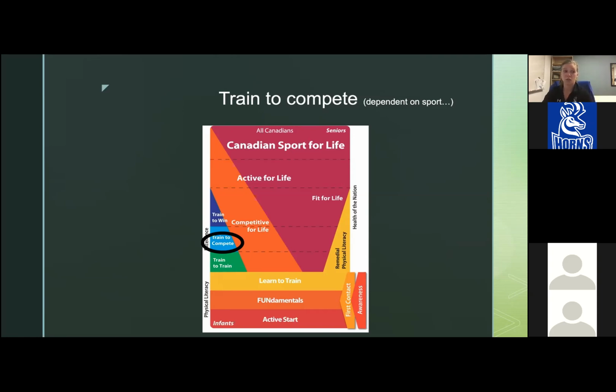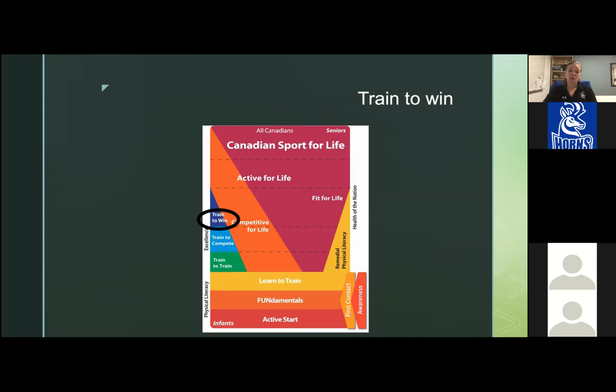So obviously we start to implement a whole lot more, and you'll see the age here I said is dependent on sport, which I mentioned in the previous slide about understanding the sport at which the athlete's competing in, so that we know when they hit this stage in their training regime.